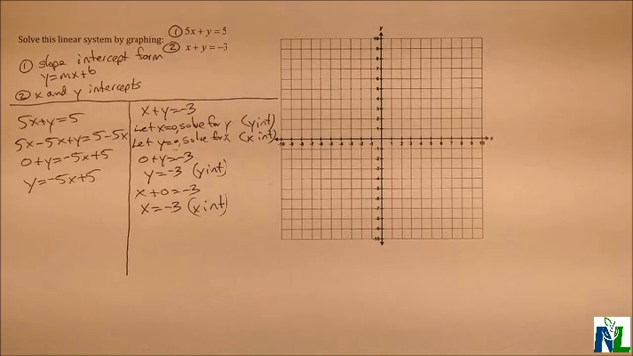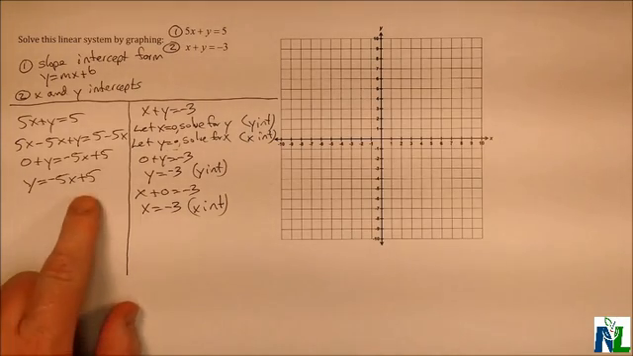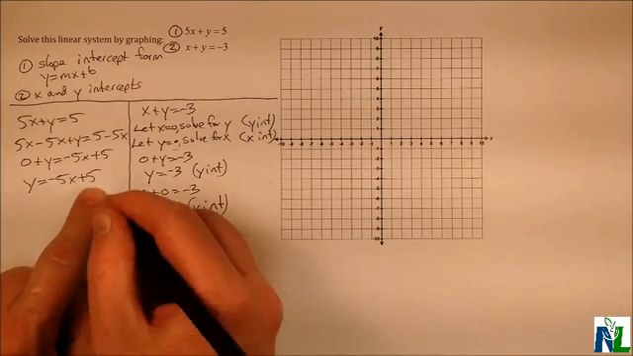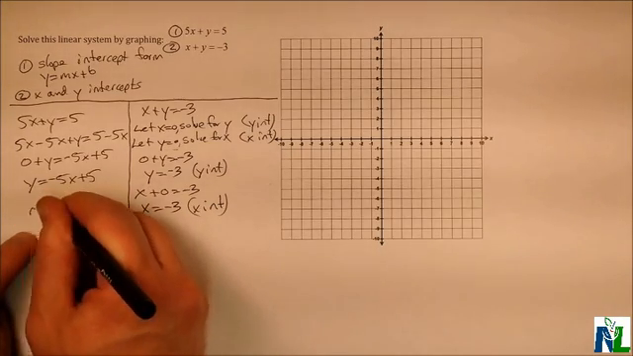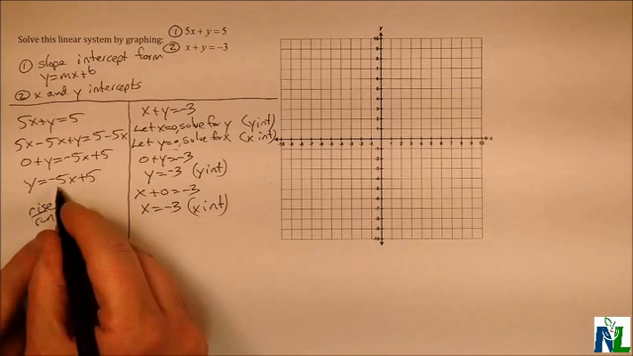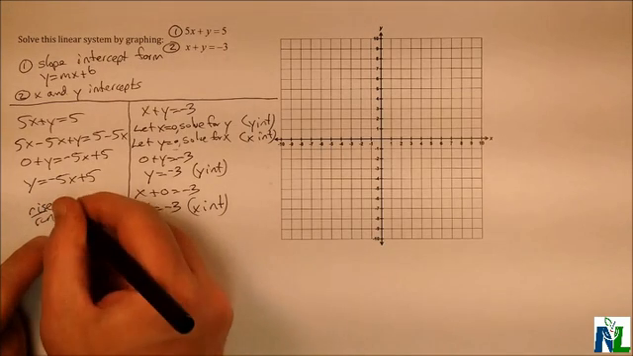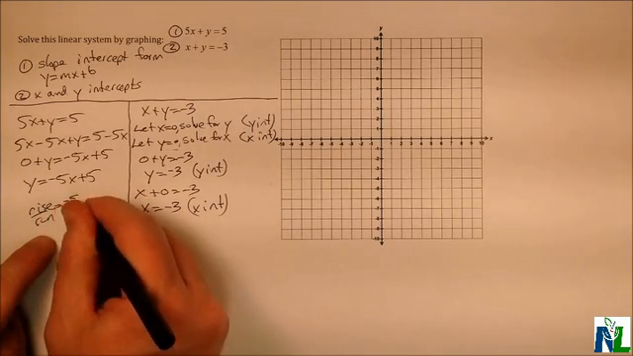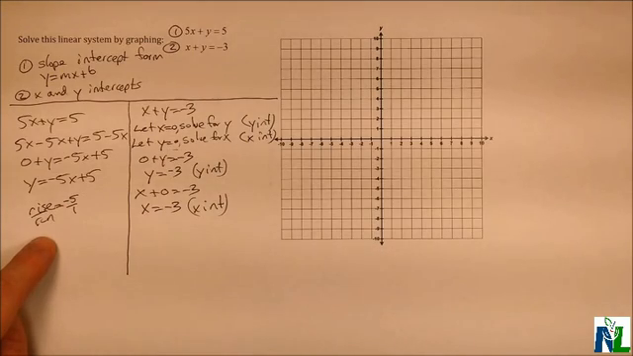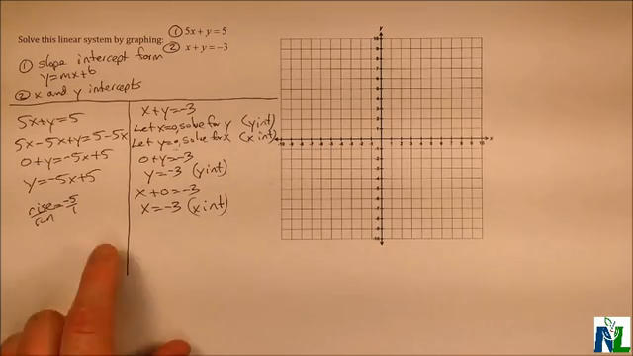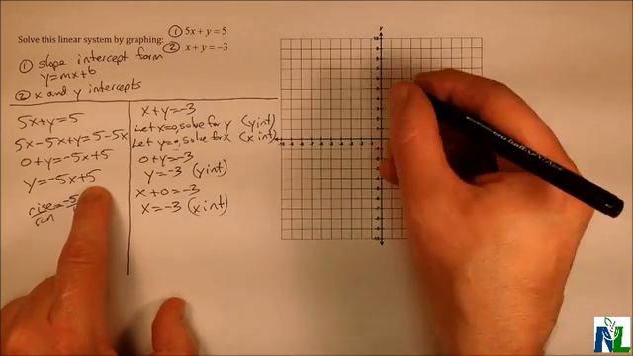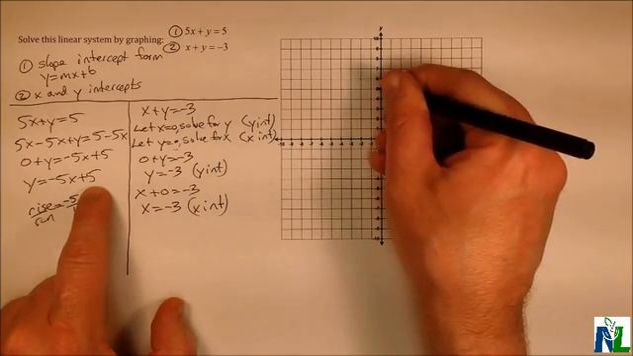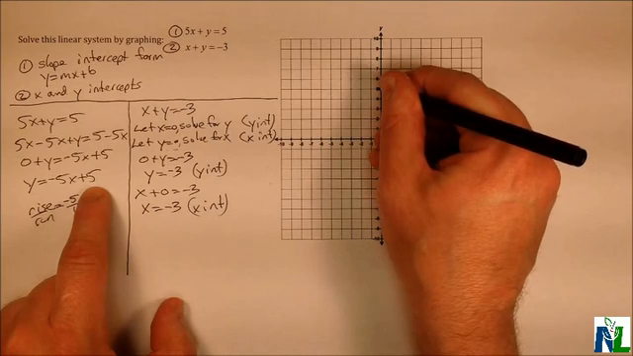Let's graph the two equations. Equation 1 has a y-intercept of 5 and a slope of negative 5. Now recall, slope is rise over run. So a slope of negative 5, I could consider that as negative 5 over 1. So let's graph this equation. It has a y-intercept of 5. So that's where the graph for equation 1 is going to cross the y-axis.